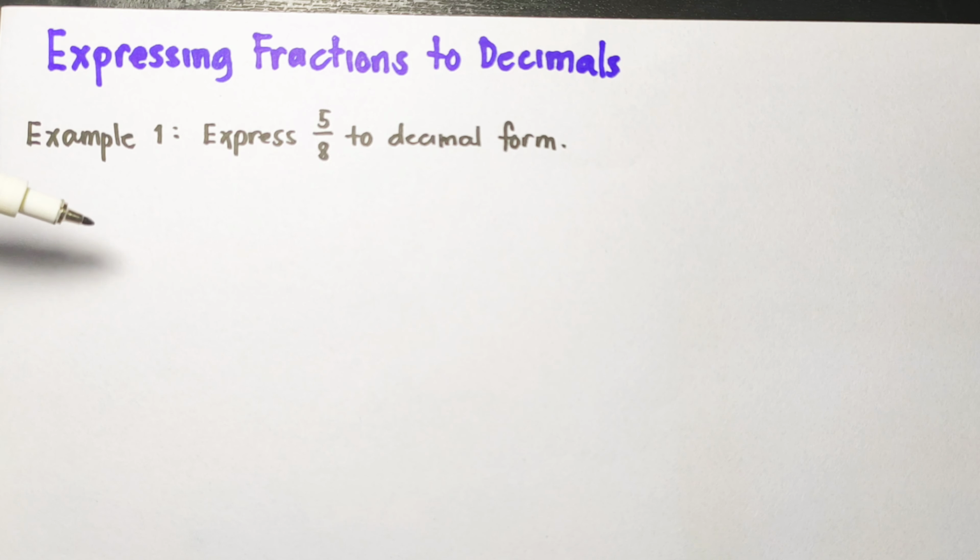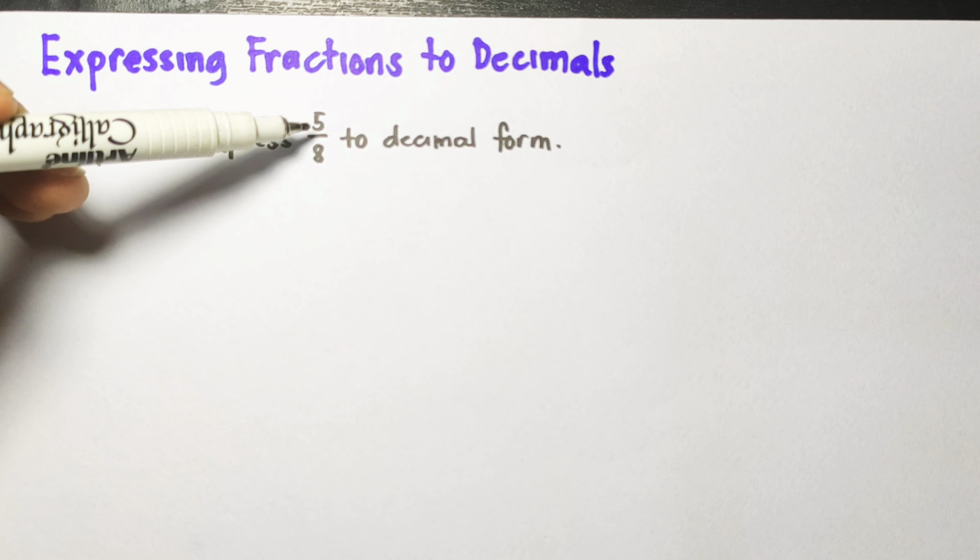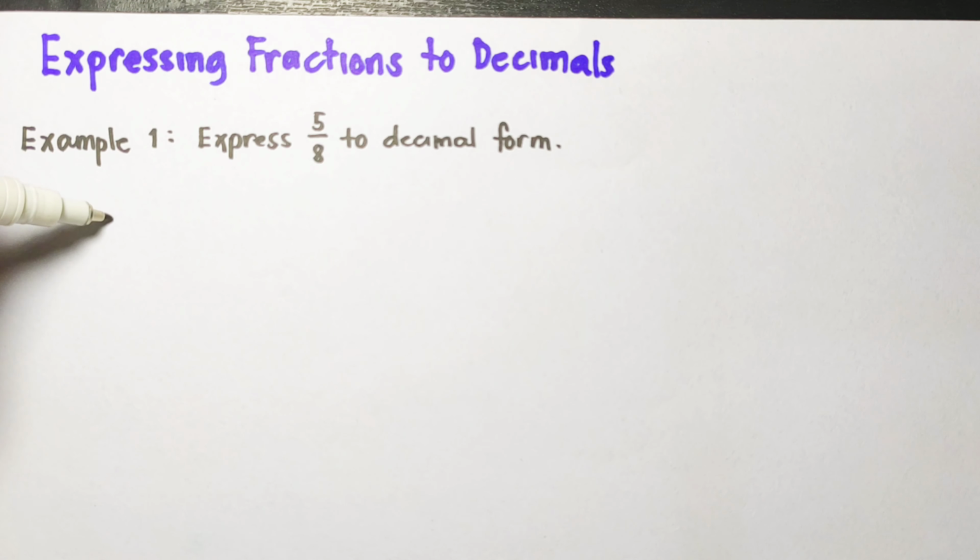The second method is by manipulating its denominator or by making the denominator with the power of 10, like 10, 100, 1,000, 10,000, and so on. So let us show the first method. So ang first method natin, that is by long division, where this 5/8 will become like this.